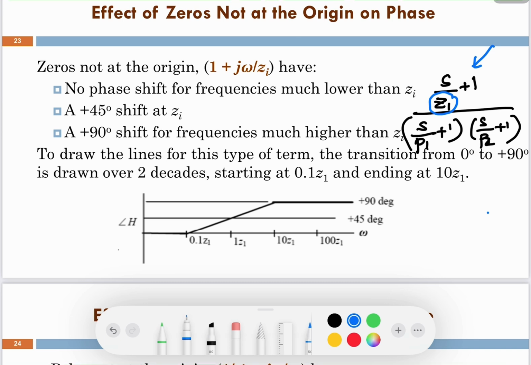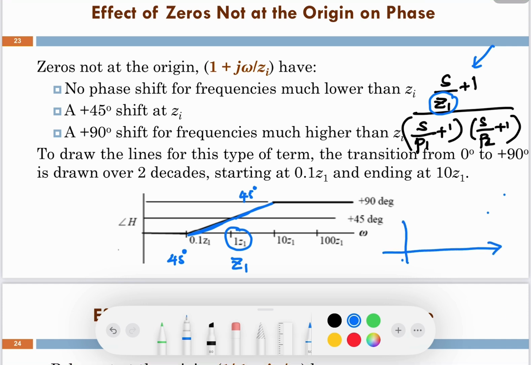Okay, kalau nak tengok dia numerator, apa yang akan berlaku? Dia kata, no phase shift for the frequency much lower than the Z input. A 45 degree shift at the Z input. Okay, bermaksud, you kena pastikan dekat tengah-tengah adalah you punya Z input. Z1. Dekat tengah-tengah. Dan selepas daripada tu adalah 45 degree. Okay. Dan sebelum daripada tu adalah 45 degree.